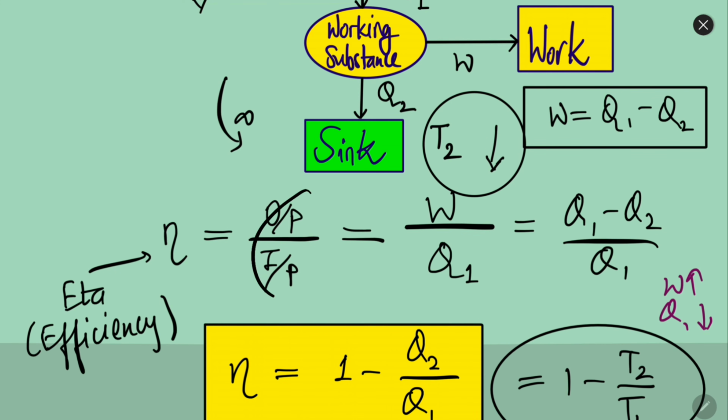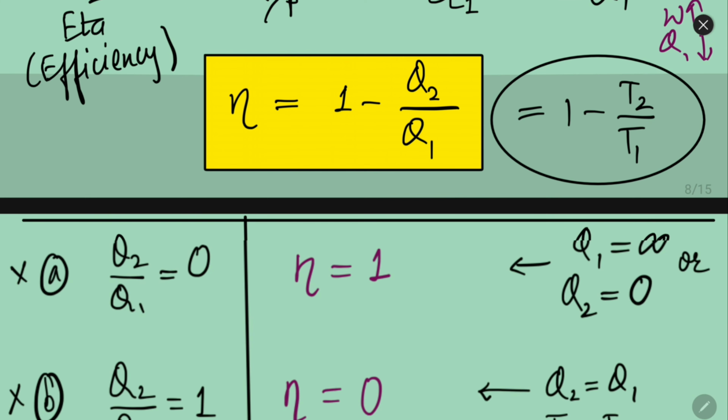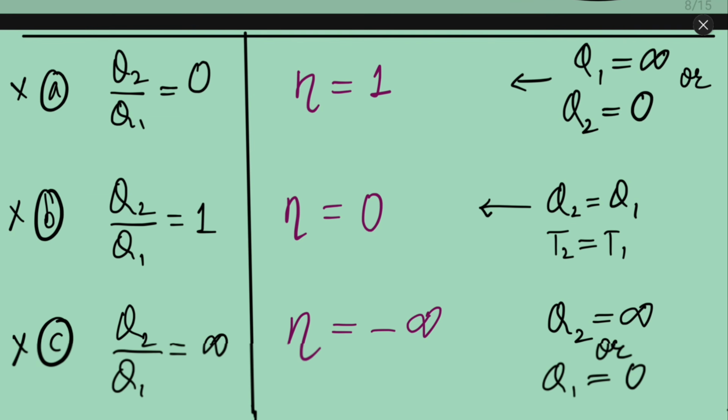So efficiency is output upon input. Output is work done, input is Q1, and work done is Q1 minus Q2, so efficiency is Q1 minus Q2 over Q1. So efficiency is 1 minus Q2 over Q1, and this can also be written in terms of temperature, 1 minus T2 over T1. So this is the heat engine.